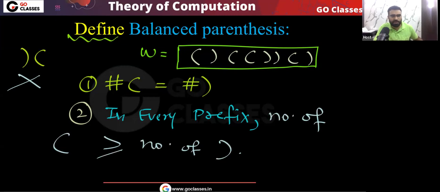This is the formal definition of balanced parenthesis. Is this point clear? You can easily see this in any balanced parenthesis you take. For example, consider this balanced parenthesis, this is your balanced parenthesis W. Now in this W, you look at any prefix.